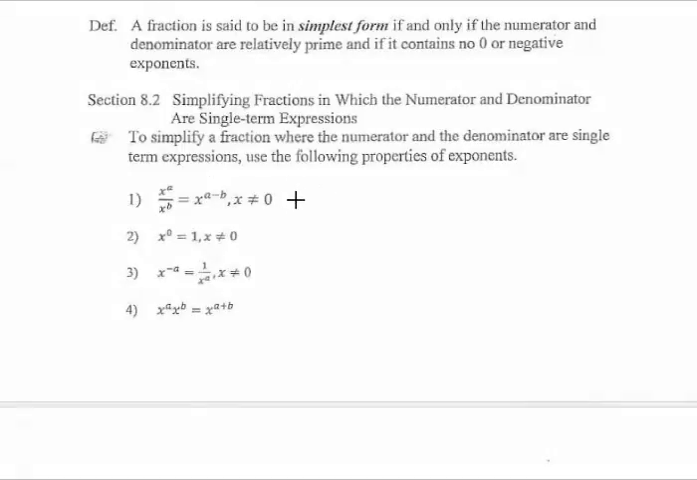At this point, the workbook shows us or refreshes our memory on how to simplify some fractions that have variables in them. Here we're looking at the quotient rule, and we've been using these along the way, especially when we were talking about the greatest common factor technique in chapter 3.